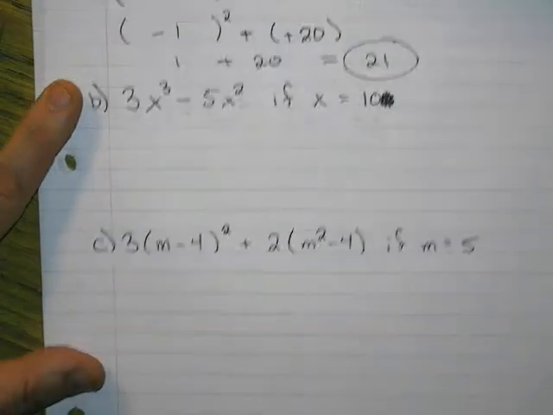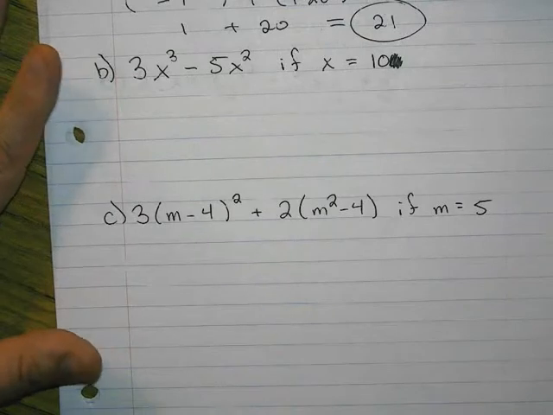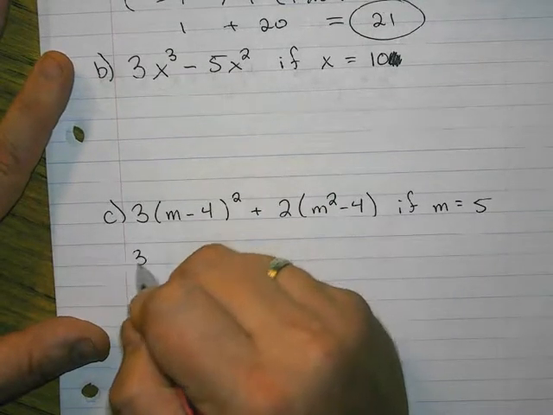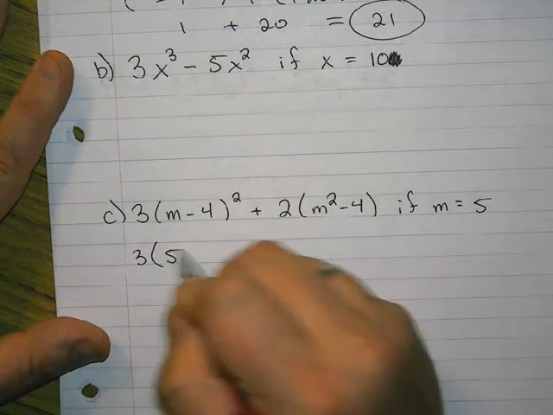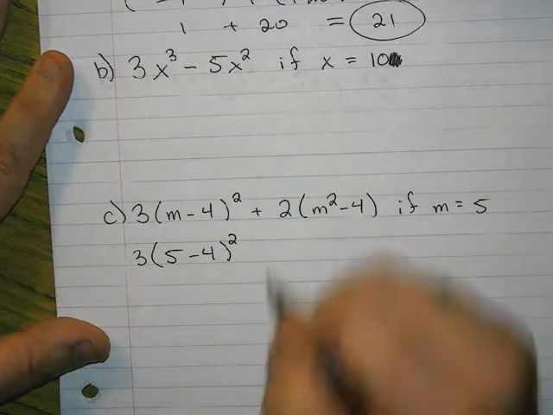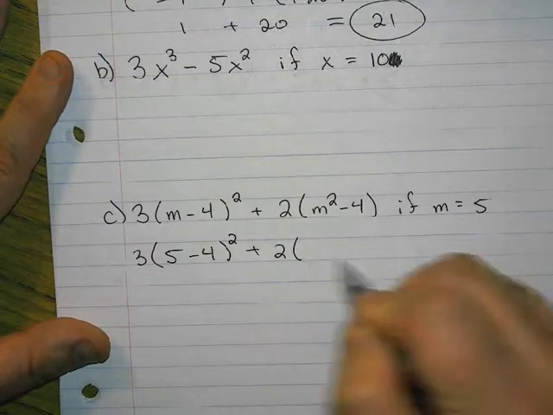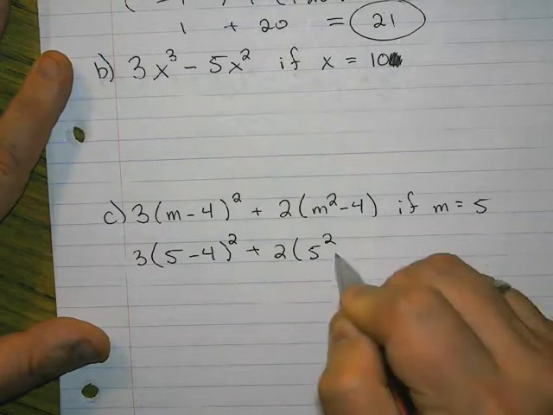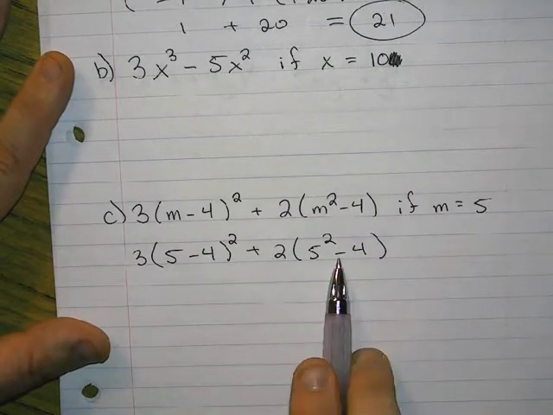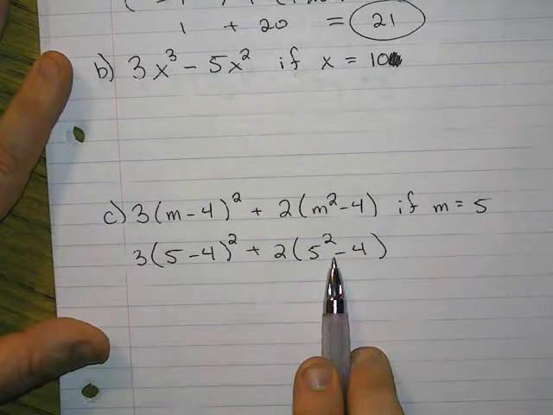In the interest of time, I'm going to skip B. I'm just going to plug in 5 for M. If I were to rewrite that, that's 3 times 5 minus 4 squared plus 2 times 5 squared minus 4. Are these two things the same? What's different about them?